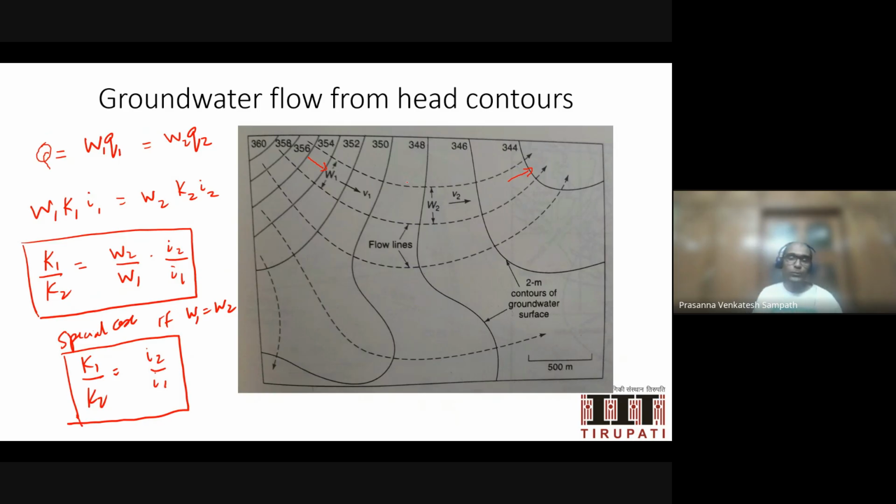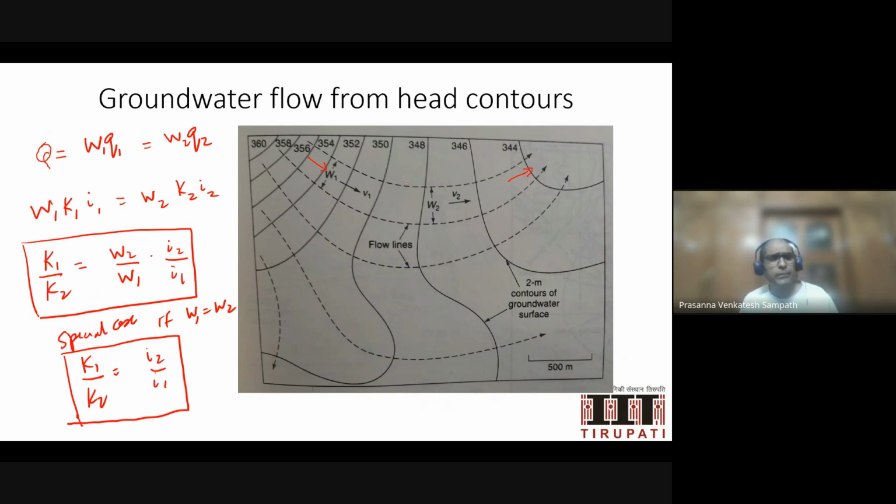Now, what does this tell you? What do you think this is telling us? That the ratio of the hydraulic conductivities between region 1 and 2 is inversely proportional to the ratio of the hydraulic gradients at 1 and 2. So I could write it as 1 by I1 by I2. So K1 by K2 is inversely proportional to I1 by I2.